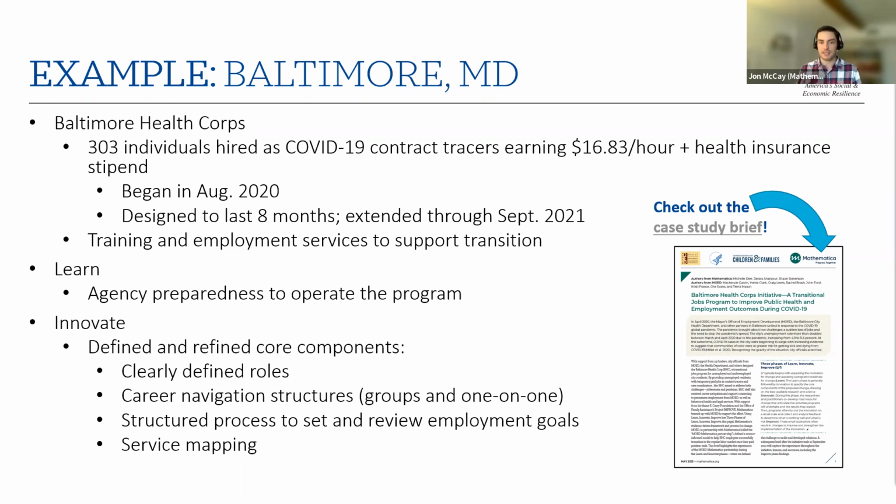They need a structured process to set and review their employment goals, not let that get lost in the mix of the work that they need to do. And they also need a really clear service map. There's so many potential services that people need to be connected to. Relying on every person to know every potential service is not feasible. So we need a central location that maps out all the potential services that are relevant.